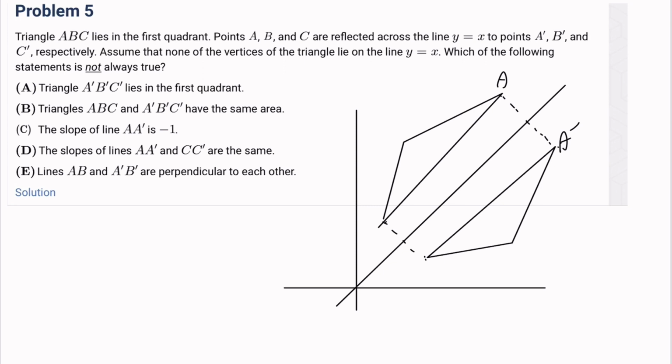And D, the slopes of lines AA prime and CC prime are the same. Yes, so this would be C prime, and this would also be -1, and this would also be -1. So they are the same, and D is always true. And E, lines AB and A prime B prime are perpendicular to each other. So let's see, this is B prime, and obviously these two lines are not perpendicular, right? So the answer is E.